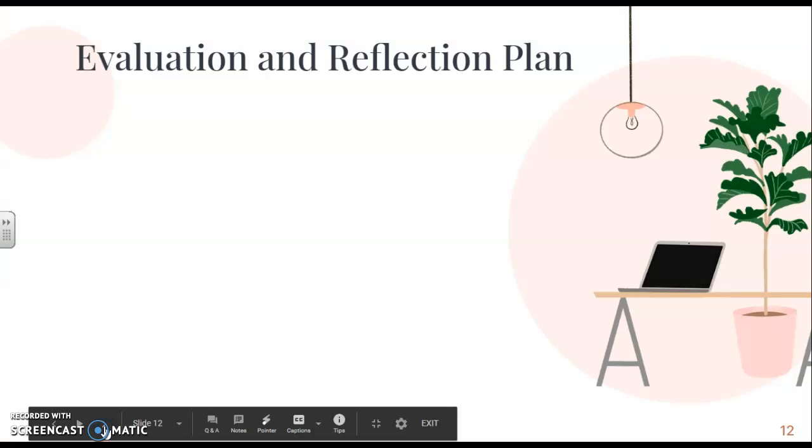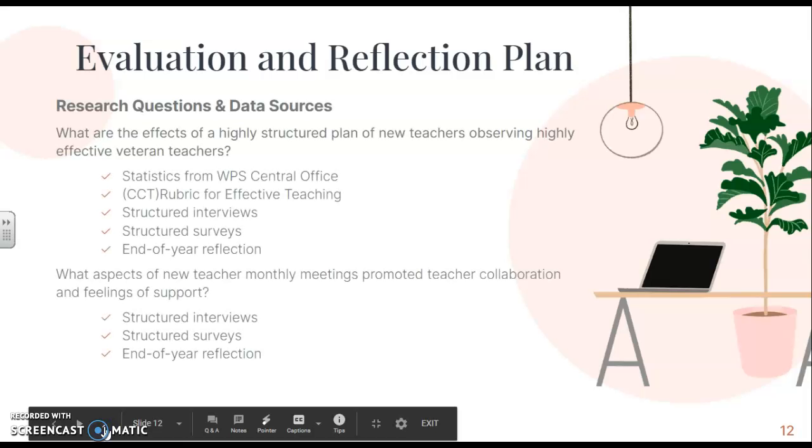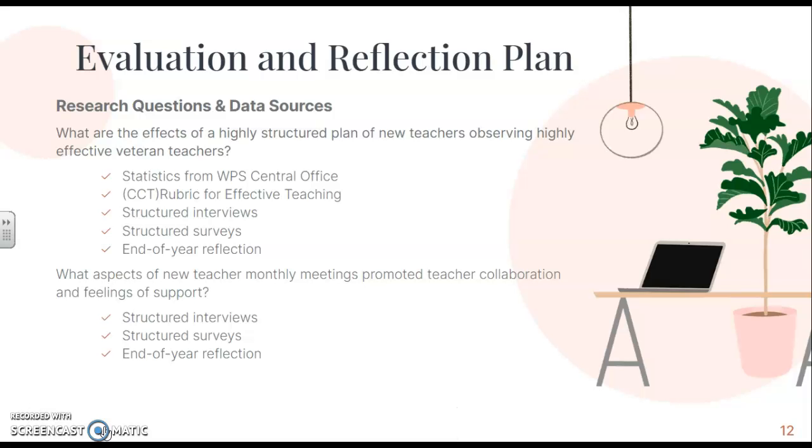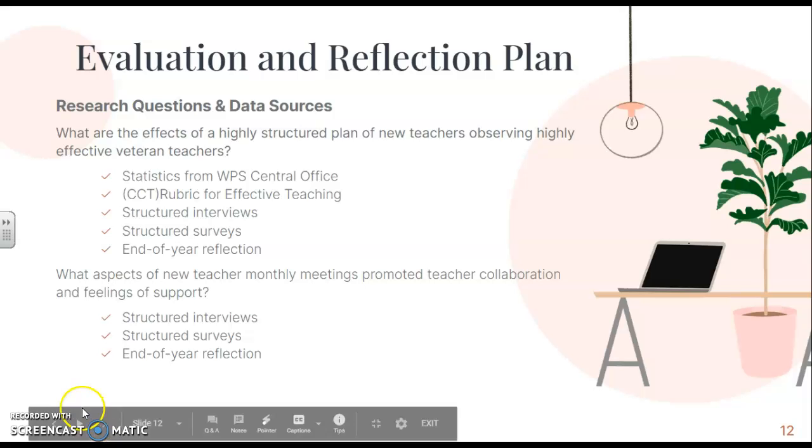Finally, the evaluation and reflection plan. I believe that the data collection is in alignment with the research questions. So if I'm looking at the effects of a highly structured plan of new teachers observing highly effective veteran teachers, obviously I'm going to use the statistics from central office to see if we reduced our teacher turnover rate, looking at growth in the rubric for effective teaching, and then looking at the data from the interviews, the surveys, and the end of year reflection. Also, the second research question, what aspects of new teacher monthly meetings promoted teacher collaboration and feelings of support? Structured interviews, structured surveys will help me with that, and as will the end of year reflection.